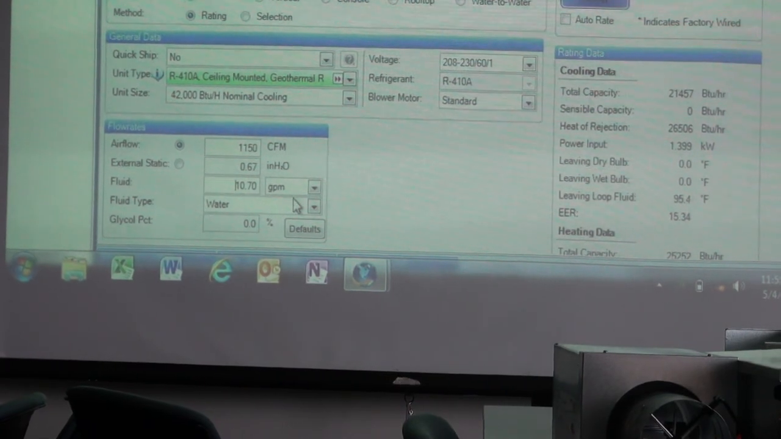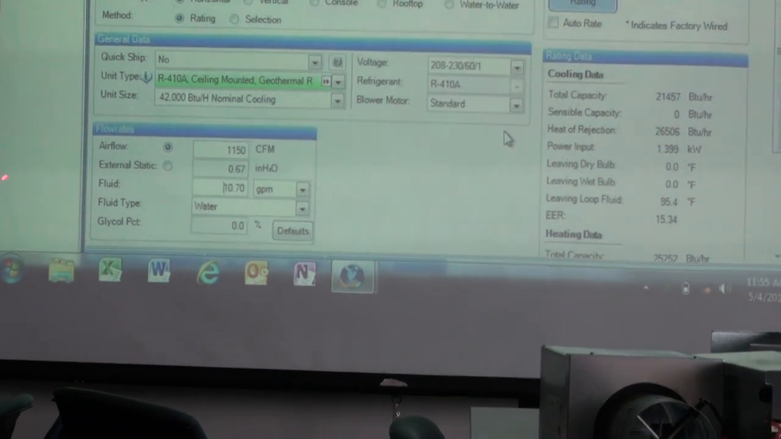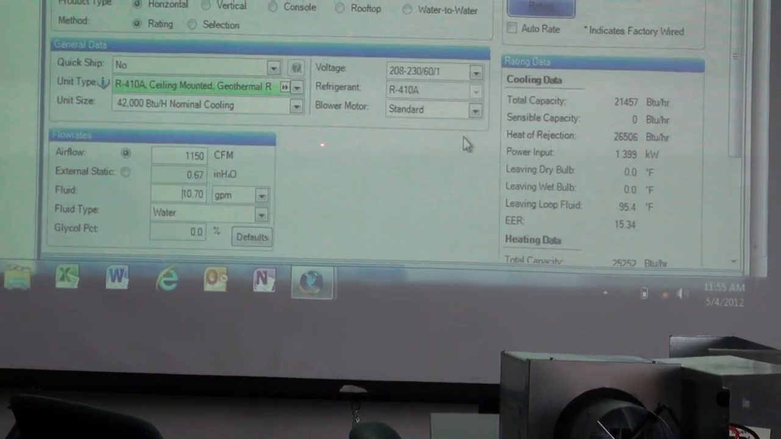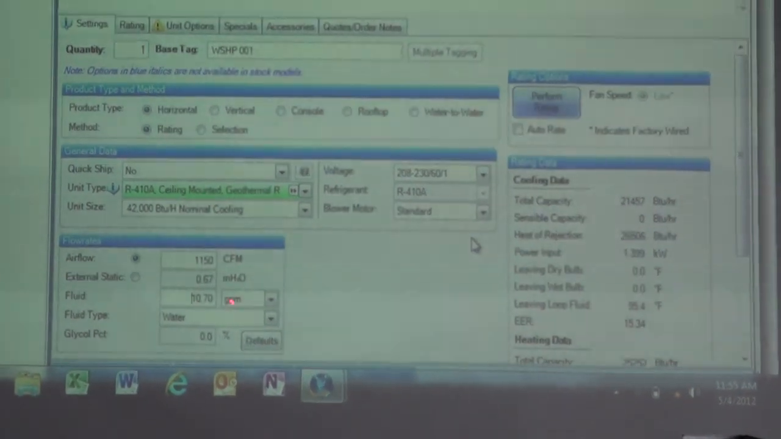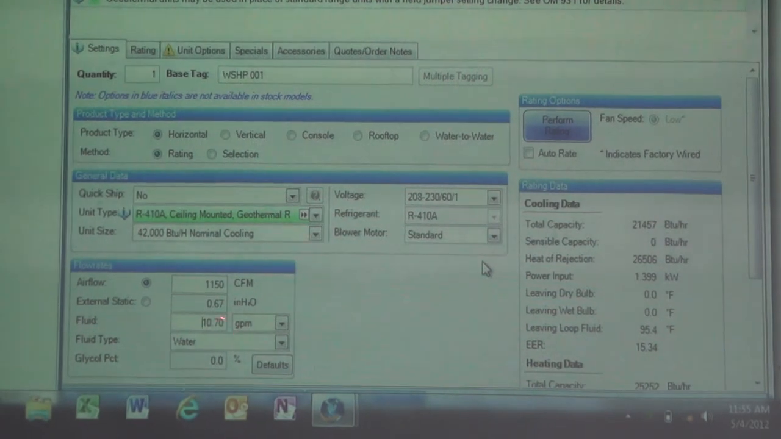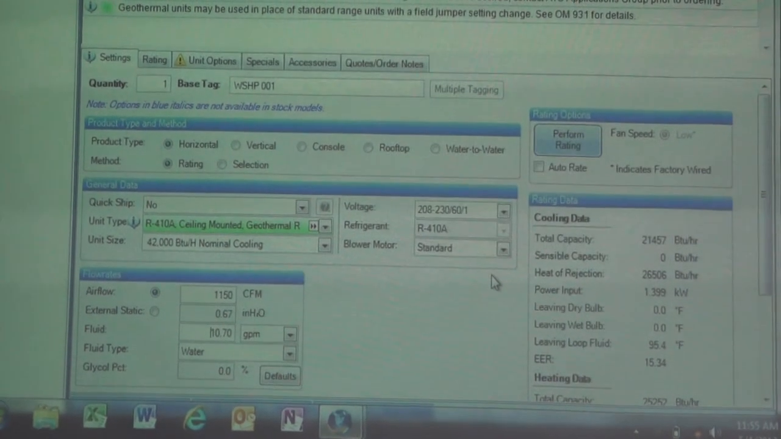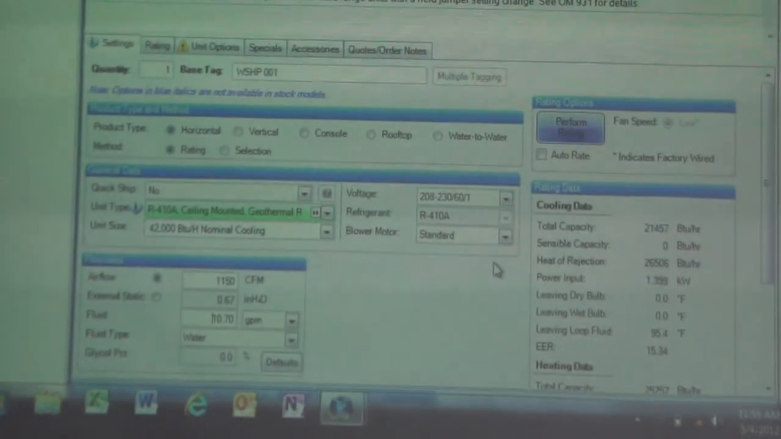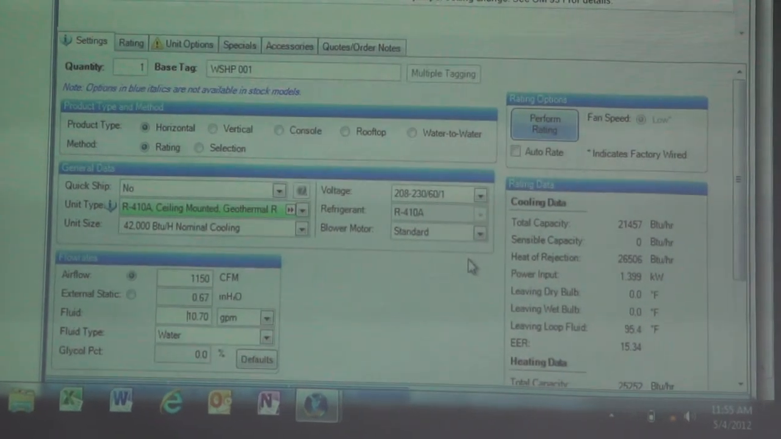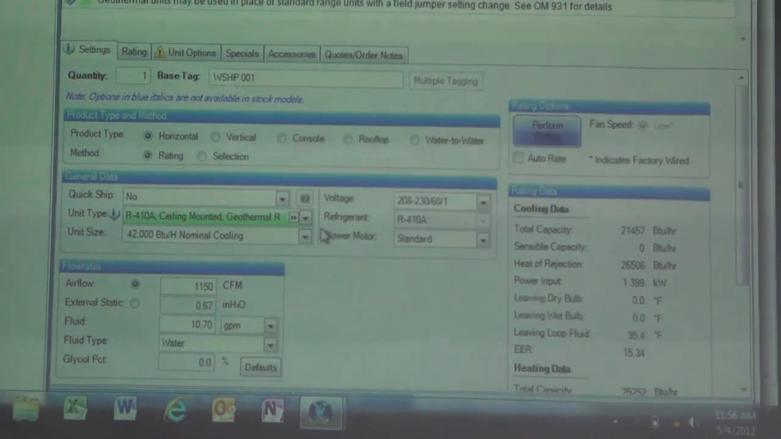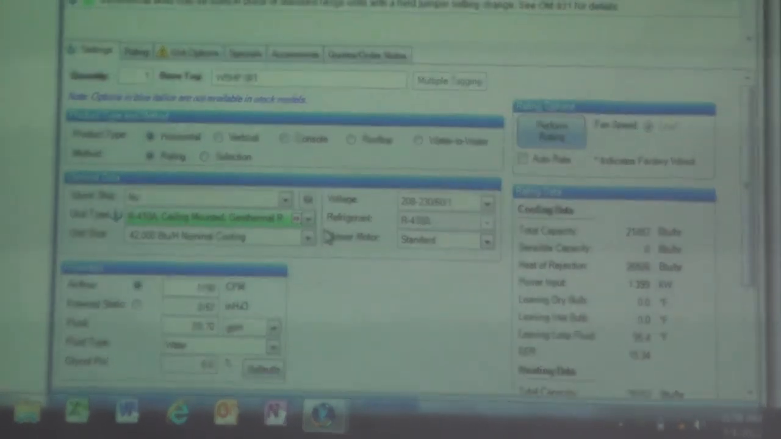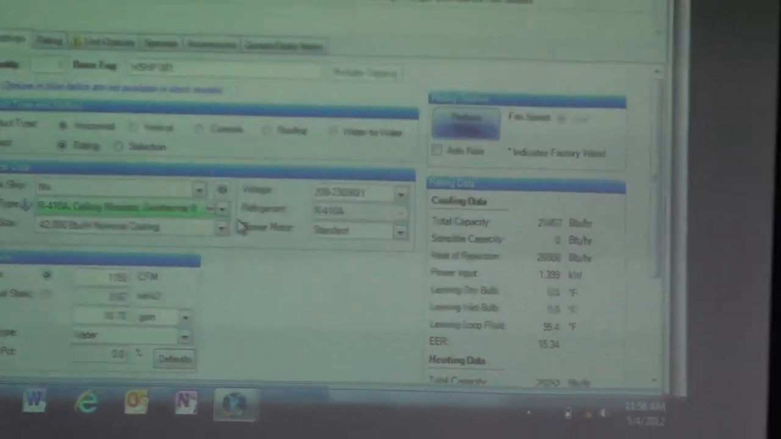And then fluid flows. The program will populate these fields based on the size unit you pick. And then it's your job to decide whether you're going up or down and to enter the operating conditions. You also have voltage and refrigerant type. Of course, I already selected R410. That's what you're going to see in 90% of your applications.